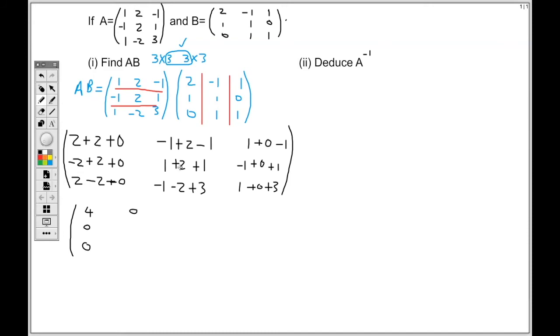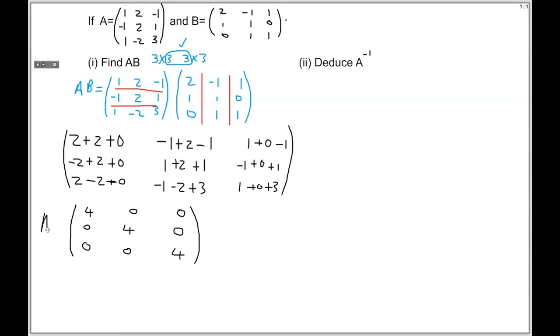1 plus 2, that's 3. And 3 plus 1, that's 4. Minus 1 minus 2, that's minus 3. And minus 3 plus 3, that's 0. 1 plus 0, that's 1. Minus 1, that's 0. Minus 1 plus 0, that's minus 1. Plus 1, that's 0. 1 plus 0, 1. Plus 3, that's 4. So right here, this represents the product AB.